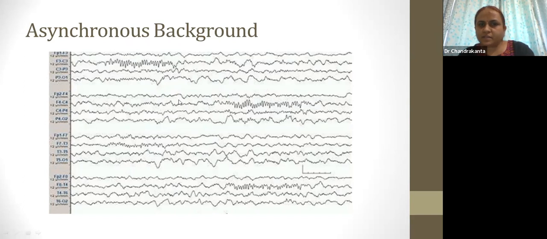And this asynchronous sleep spindle can be normal in infants and can be abnormal in older children. So the normal background should be synchronous and there should be no asymmetry. And the waves should be what we expect according to the age of the child and according to the state, whether the child is awake, in light sleep or deep sleep.